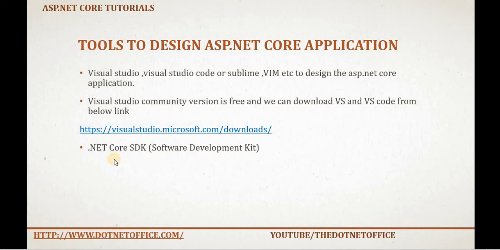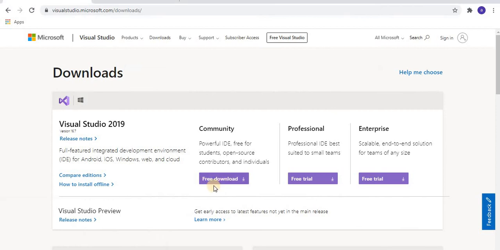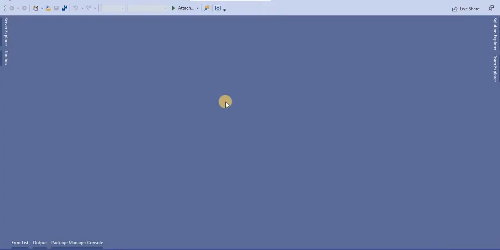And the next requirement is the .NET Core SDK, which we also need to download as per our requirement. Once you download and run the Visual Studio exe, it will open and ask for some things which you need to select to download.